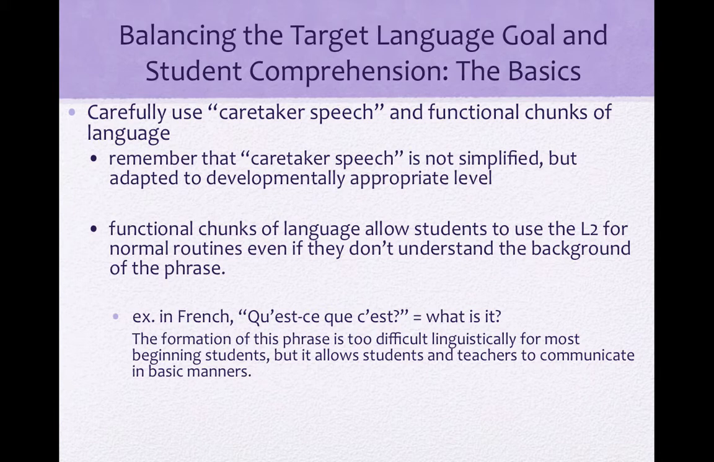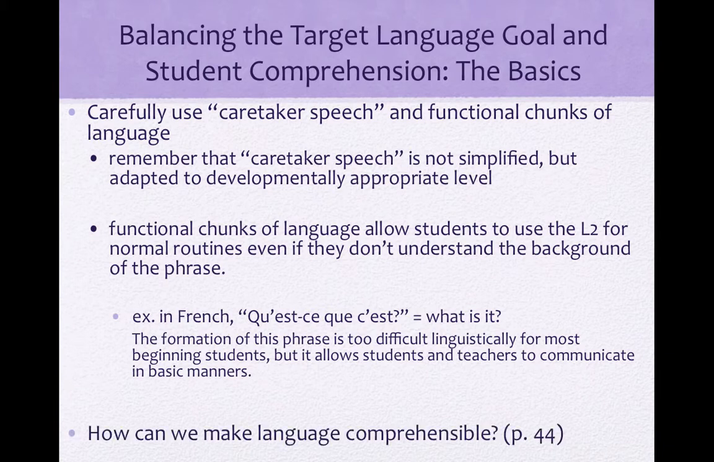So we're teaching them a chunk of language. And then later on in their language studies, they may be able to understand how that's formed. But it allows us to communicate in basic manners.